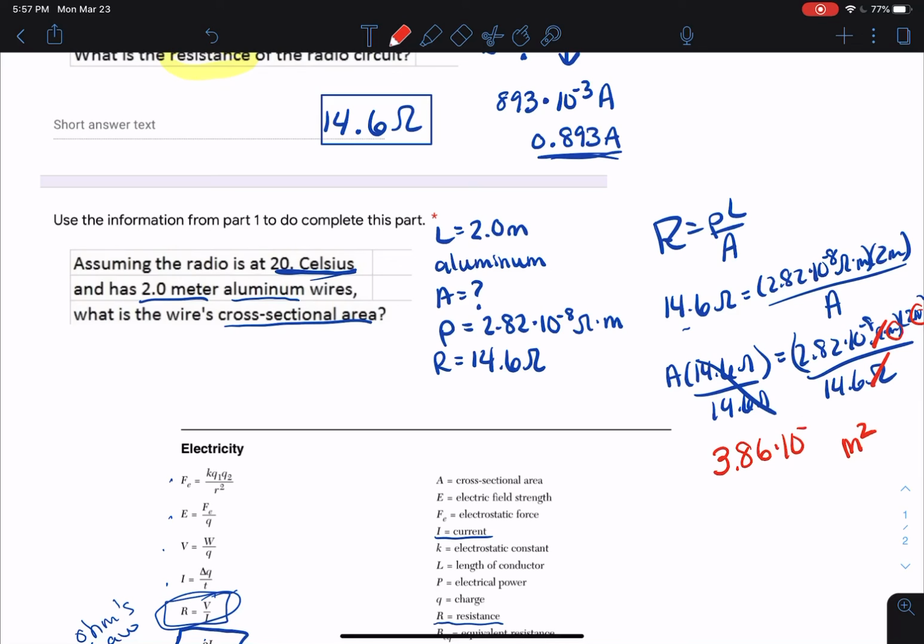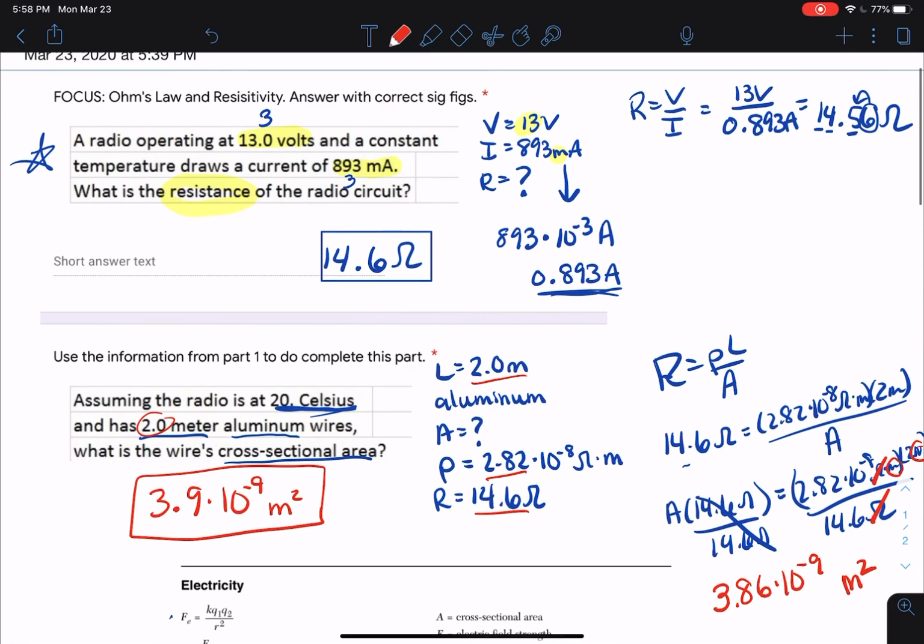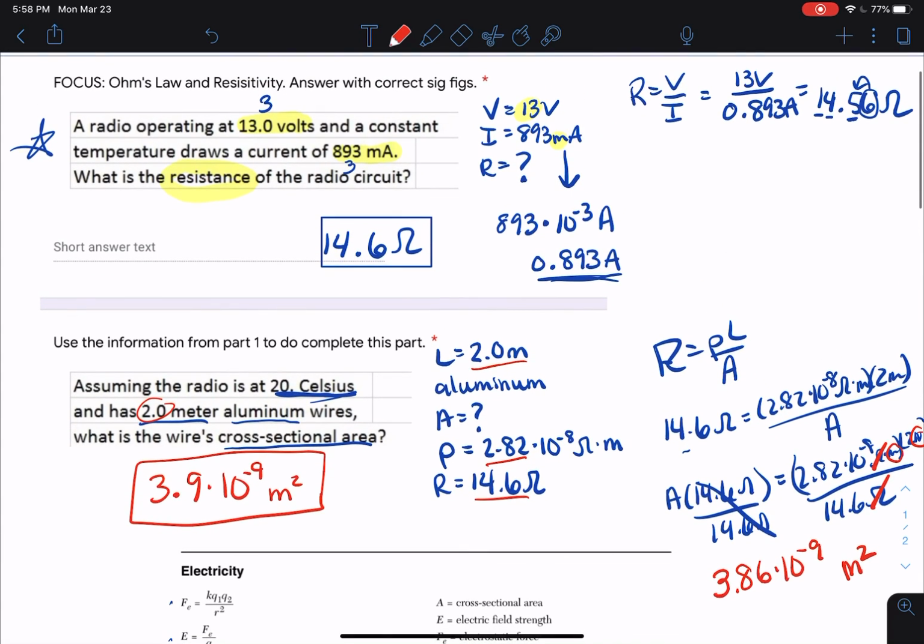3.86 times 10 to the negative 9 meters squared. With sig figs, well, we have 2 sig figs here, 3 sig figs here, and 3 sig figs there, so our final answer will be with 2 sig figs, which is going to give us 3.9 times 10 to the negative 9 meters squared. Now, you'll notice that's a really small number, but again, wires are very small, so the cross-sectional area is not going to be a large number, so you probably will get something smaller. So that also checks out. Okay, so that is how you do the Ohm's Law and resistivity focus.